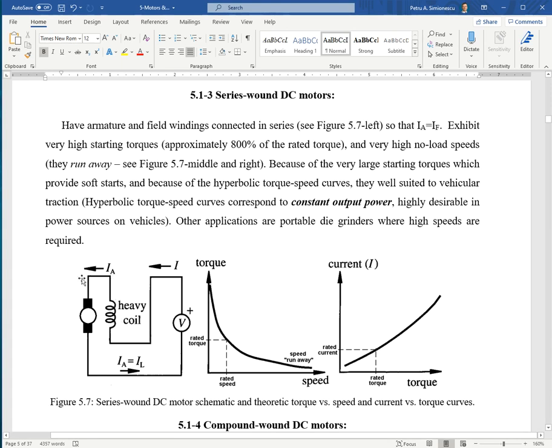So you have a heavy coil in series with the rotor windings. If you have had a chance to open up a starter motor of an engine, I opened up a motor coming from a go-kart, and the windings were thick wires, even copper flat bars, insulated as winding.